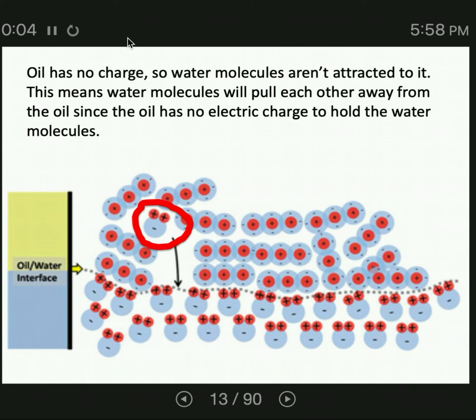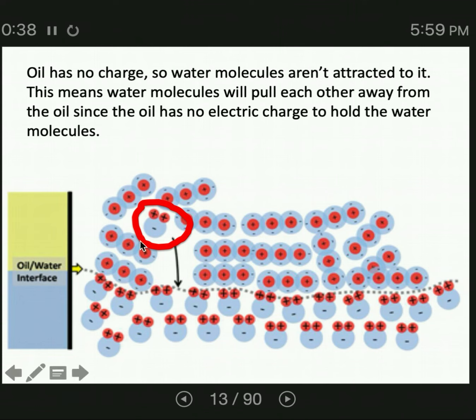So oil and other lipids have no charge. So water molecules aren't attracted to lipids. They're neutral. They have no positive, no negative charge. This means that water molecules will pull each other away from the oil, since the oil has no electric charge to hold the water molecules. So here you can see, because it's opposites attract, right? Like repels, opposites attract, but that refers to positive and negative forces. Neutral forces aren't related to any of those attractions or repulsions.